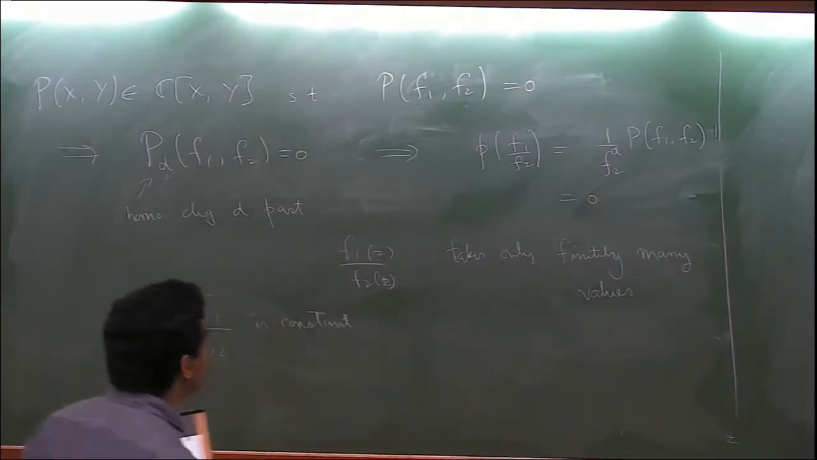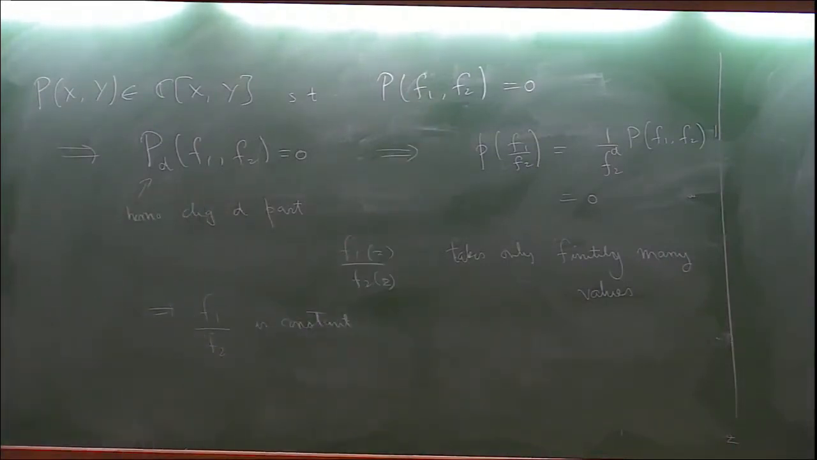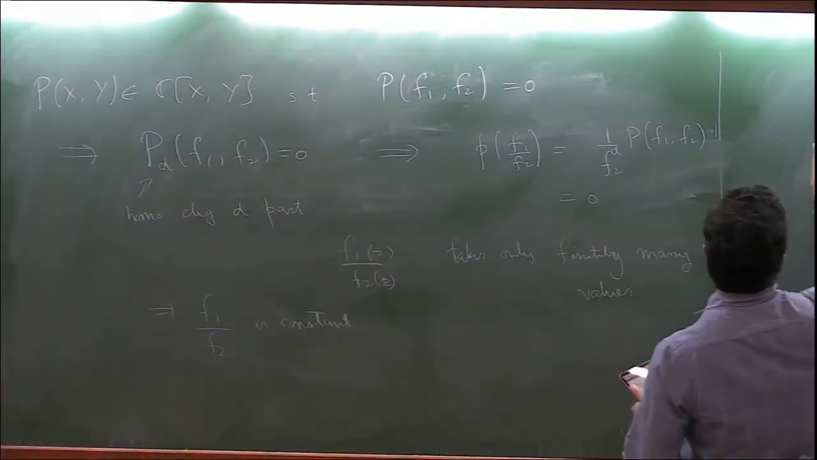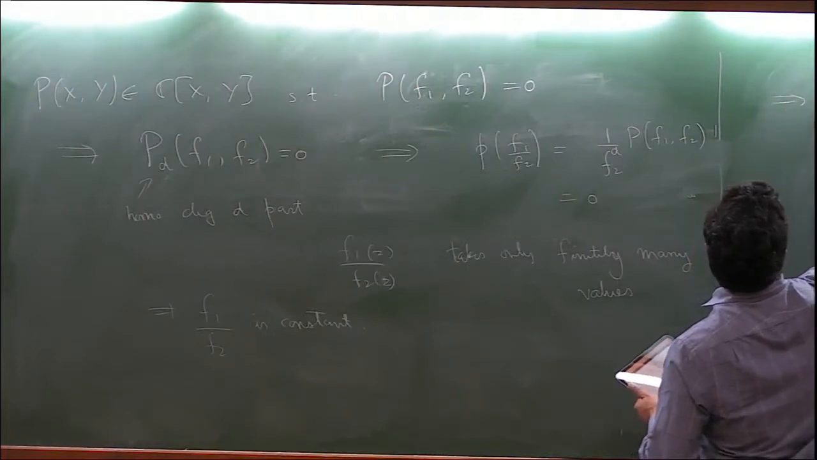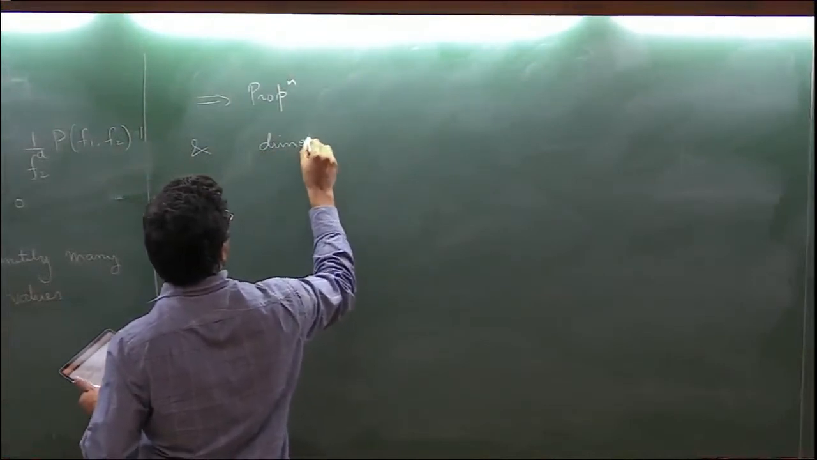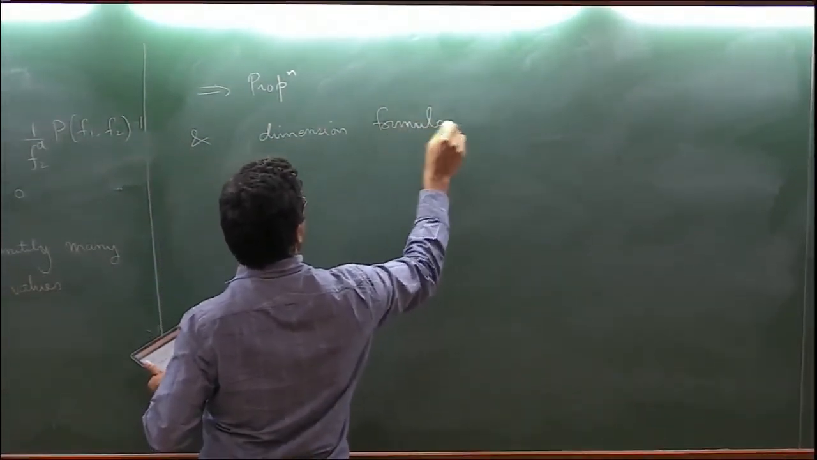Yeah, I'm assuming that they have the same weight. So I'm applying this to E1 cube, E4 cube and E6 square. Yeah, I said that orally. So this implies the proposition and dimension formula.